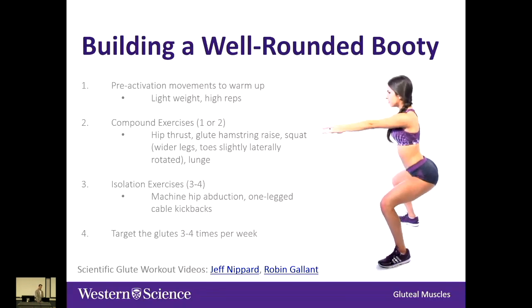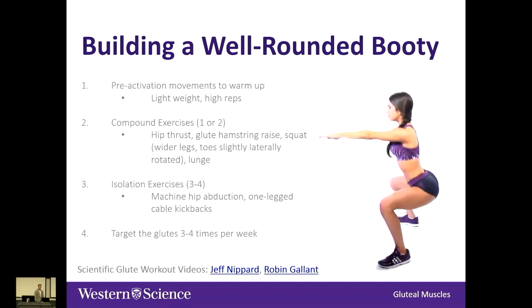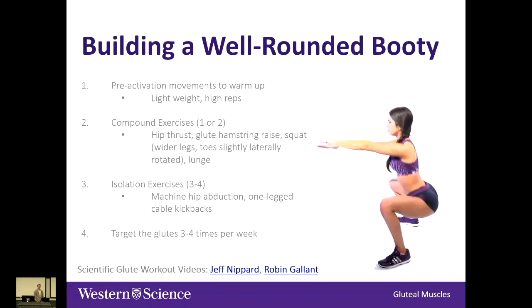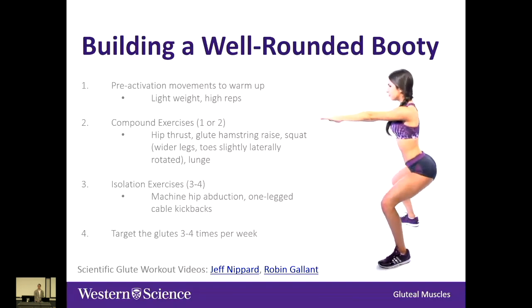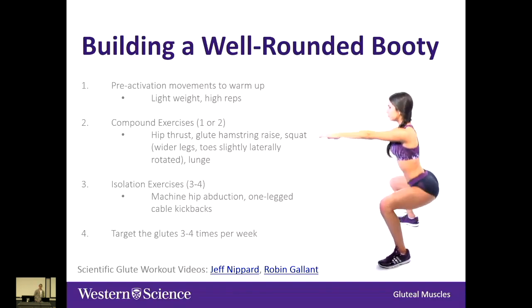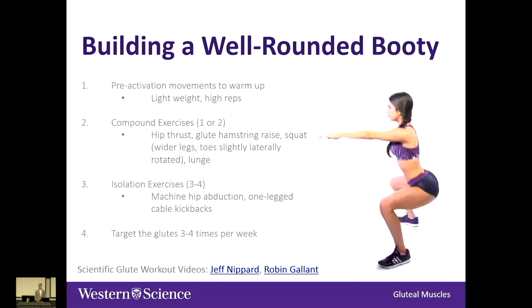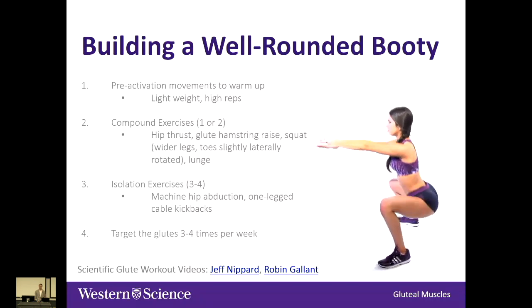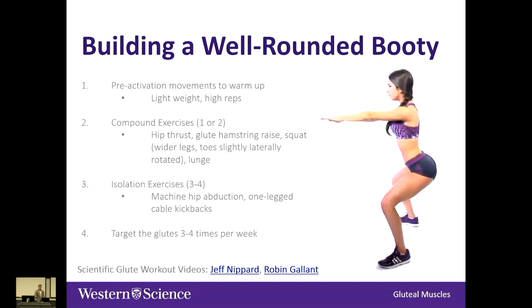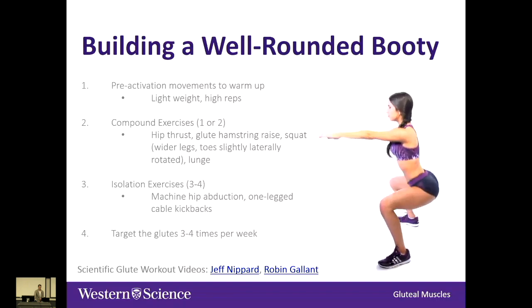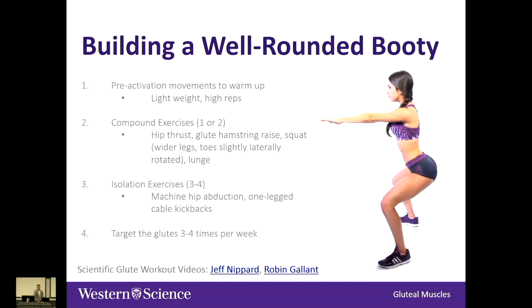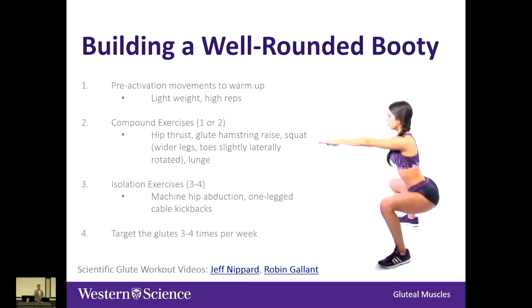And then pick one or two compound exercises. So a compound exercise just means you're moving more than one joint at once. So you're doing hip extension, but you're also doing knee flexion or something like that. And generally, you can do heavy weights for that, because you're recruiting really large muscles. So stuff like the hip thrust, I know a lot of girls love to do that one in the gym, and it's a great exercise for the glutes. You can do glute hamstring raise, which I'll talk about again in a little bit, so if you don't know what that is, it's okay.